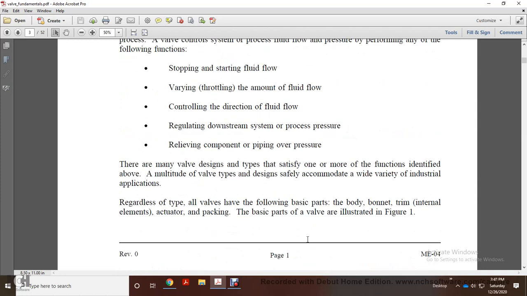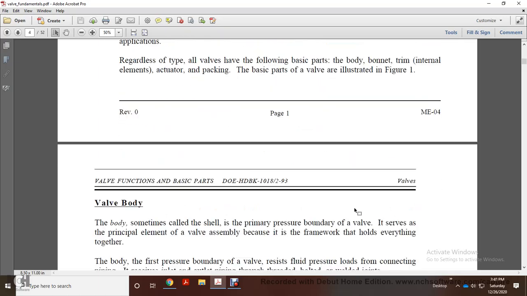There are many valve design types that satisfy one or more of the functions identified above. The multitude of valve types and designs safely accommodates the wide variety of industrial applications. Regardless of the type, all valves have the following basic parts: body, bonnet, trim (internal elements), actuator, and packing. The basic parts of a valve are illustrated in Figure 1.